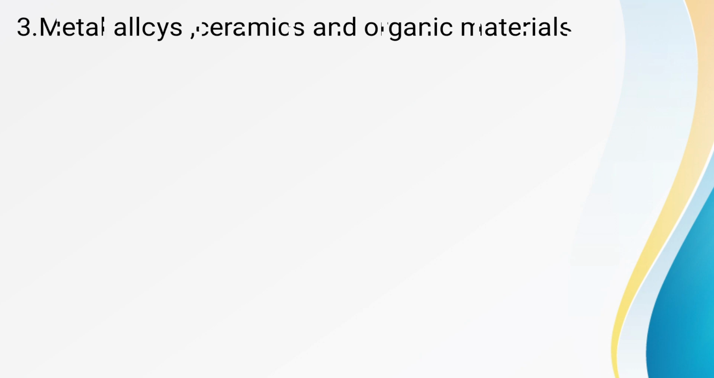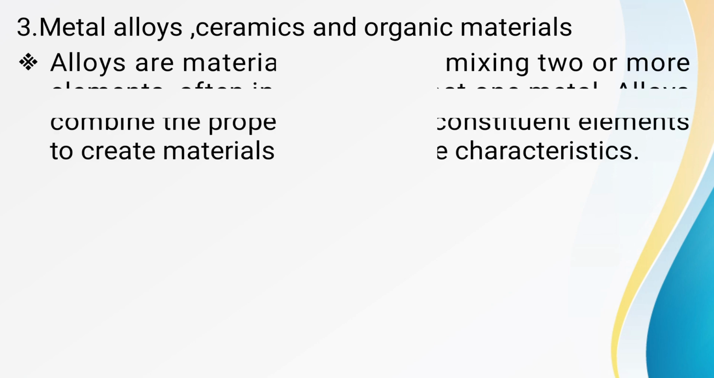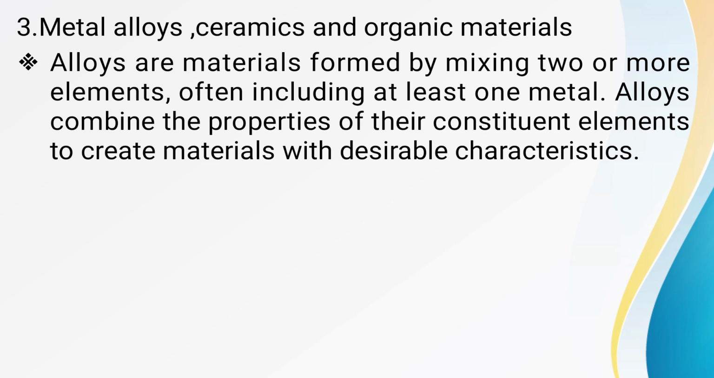Moving forward to the other major classification of construction materials, they can be classified as metal alloys, ceramics, and organic materials. So what are alloys? Metal alloys. Alloys are materials formed by mixing two or more elements, often including at least one metal.